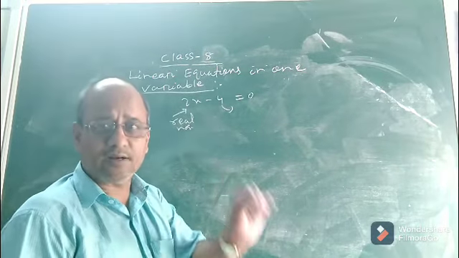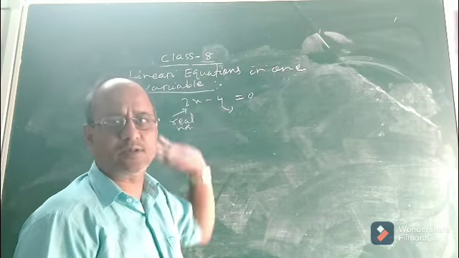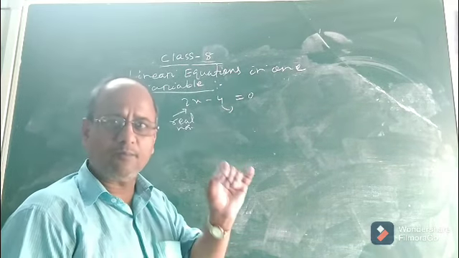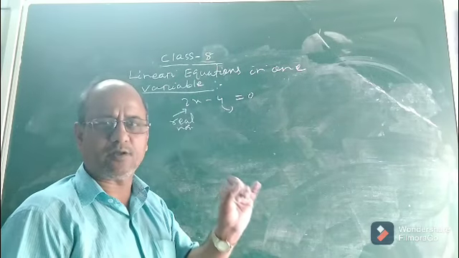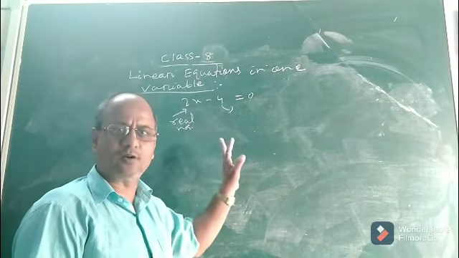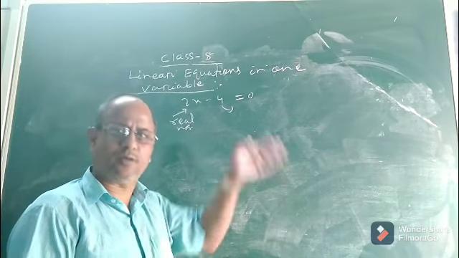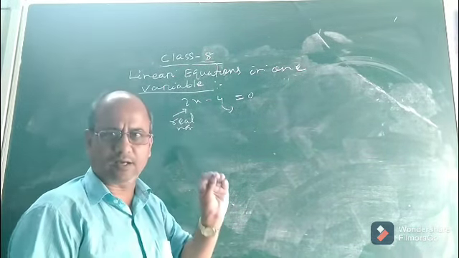Now what will be the general form, or the standard form, of every linear equation in one variable? We have to remember the standard form or the general form. It is very, very important. Because if we remember the general form or standard form of any equation, not only linear equation in one variable, when you go to class 9, you will find there linear equations in two variables as well.